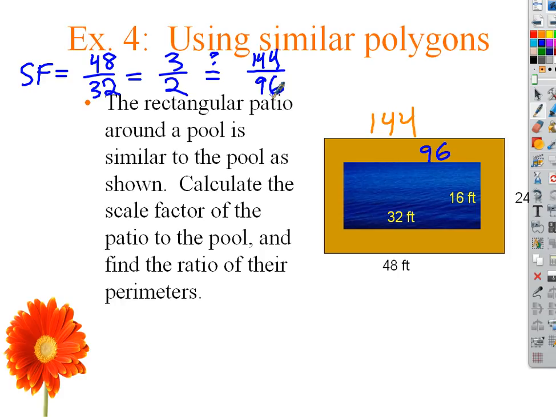Let's calculate and see. 32 times 16, that's going to be 512, I think. Is that right? Yeah, I think that's right. So 512 is going to be the area of the pool. What are the units going to be for area? Square feet. Okay? The area of the outer rectangle, that's 48 times 24.